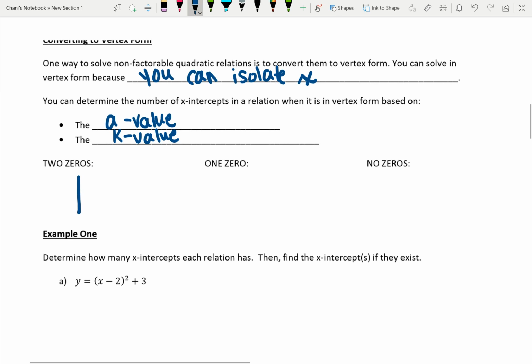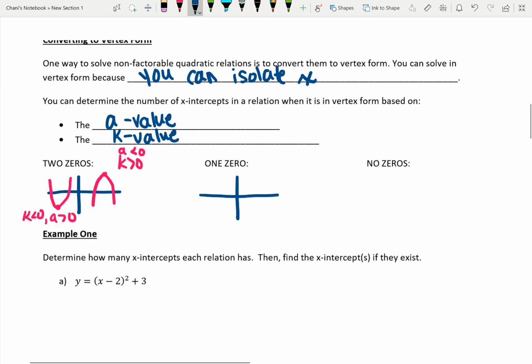Well, think about it. If you know that the y value of your vertex is positive and the parabola opens down, you know that you have two zeros. So this is a positive k value and a negative a value. Alternatively, if you know that your k value is negative, but your a value is positive, then you know you also have two zeros because the y value of the vertex is down here, opening up, which hits the x-intercept twice.